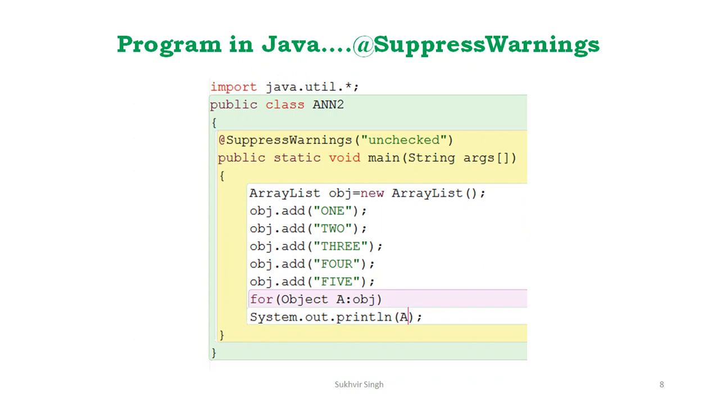It comprises some array list elements. I am designing a public class Annotation2 with @SuppressWarnings. I have written unchecked inside that, and one array list is there comprised of 5 elements: 1, 2, 3, 4 and 5. Then using a for loop I am displaying these contents.